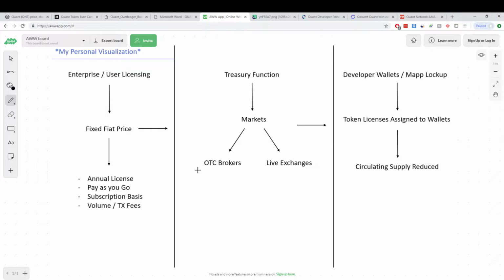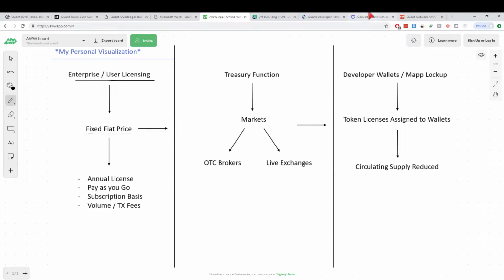So the treasury function is basically an intermediary. It provides a frictionless connection between people who are paying for their license in a fixed fiat price, this is their user licensing, enterprise licensing, and then it gets converted into tokens and transferred to the wallets, right? All seamlessly. So all this here, the guys don't have to do.